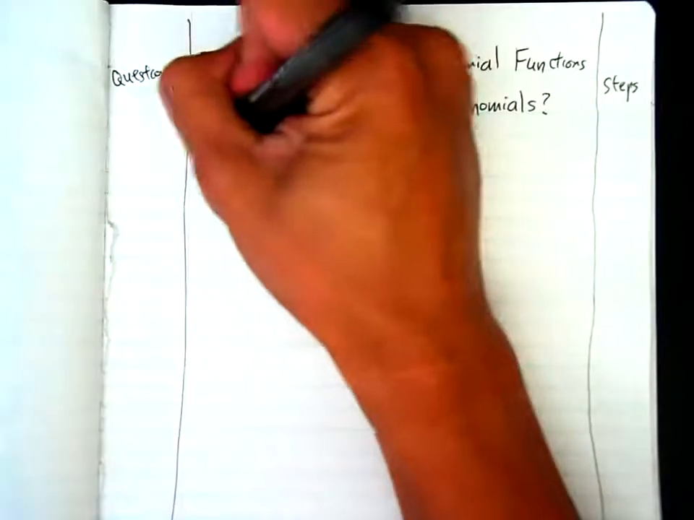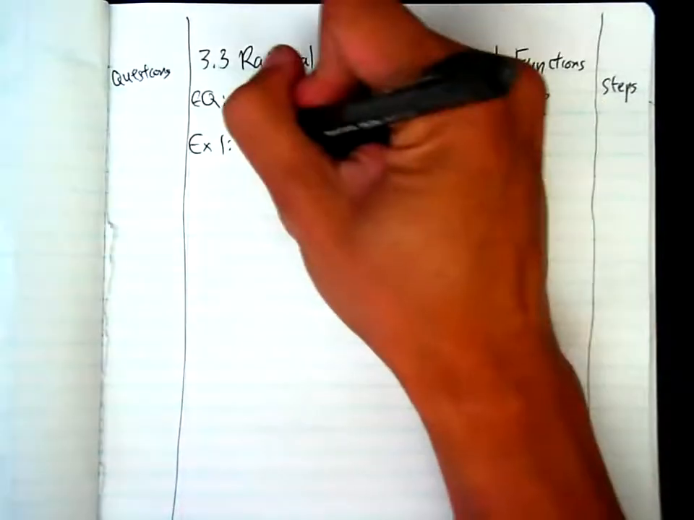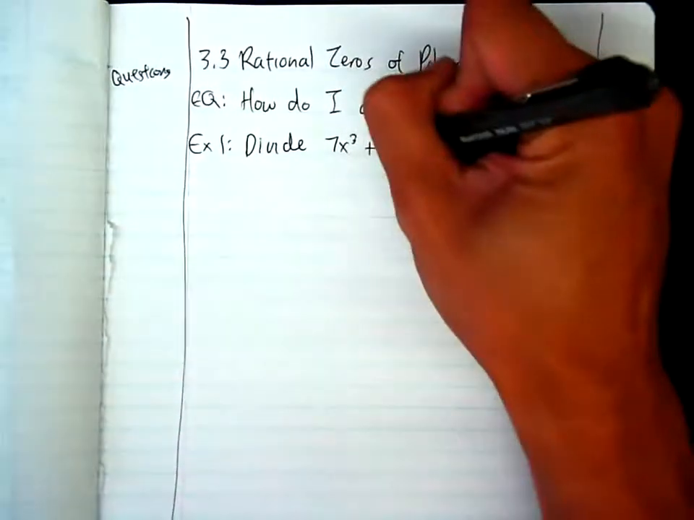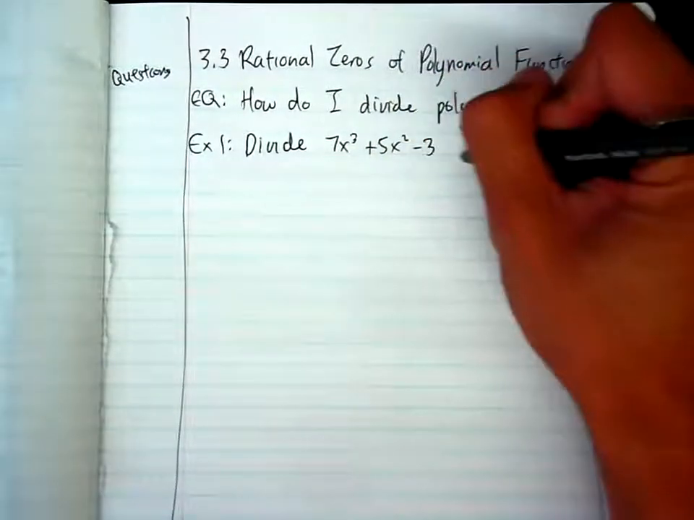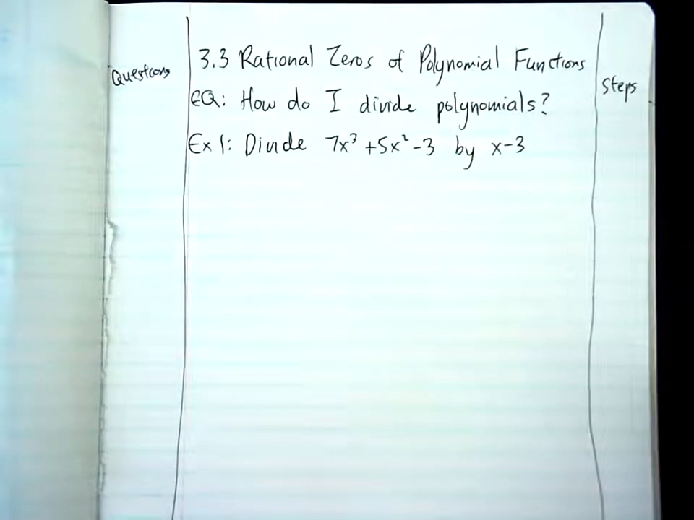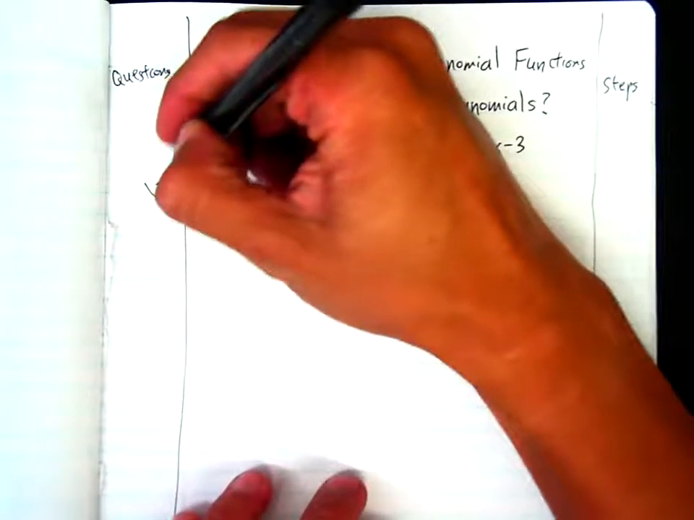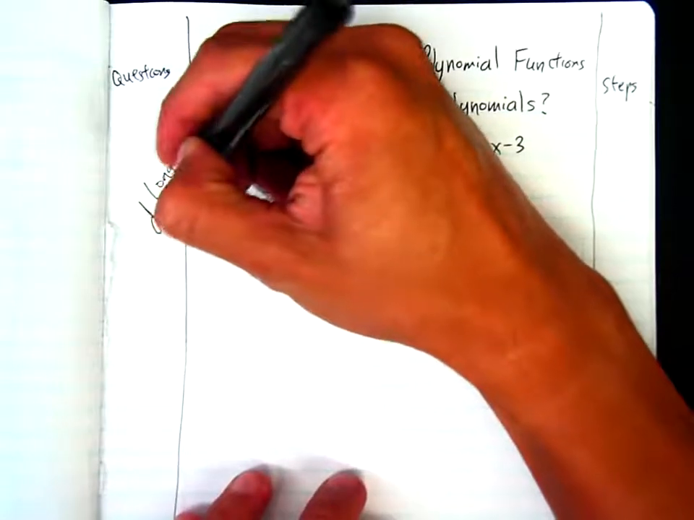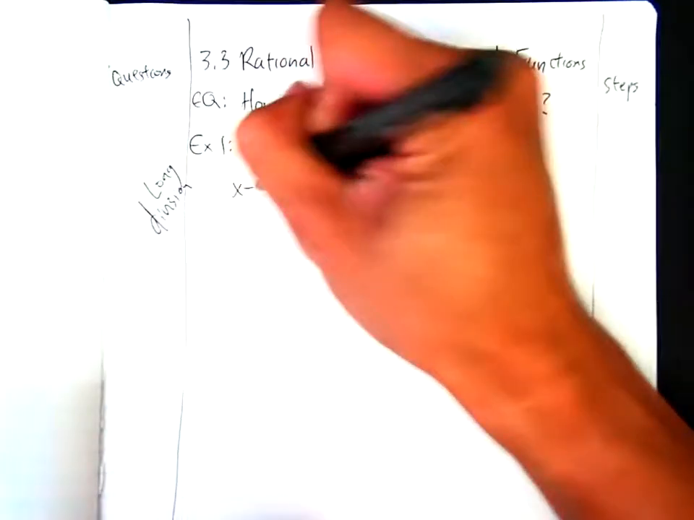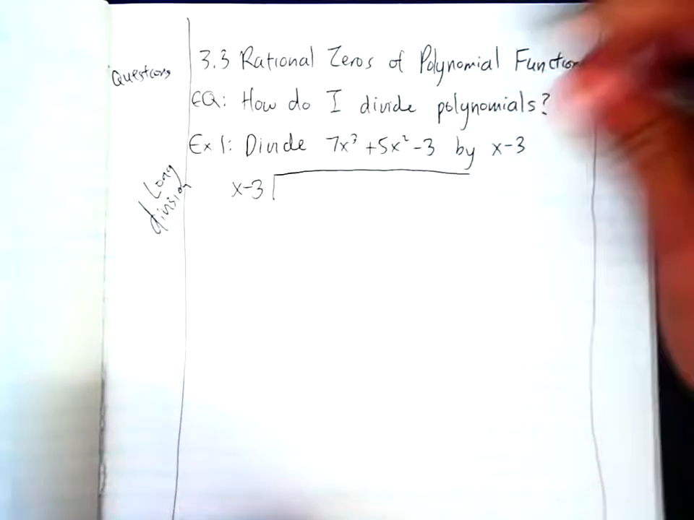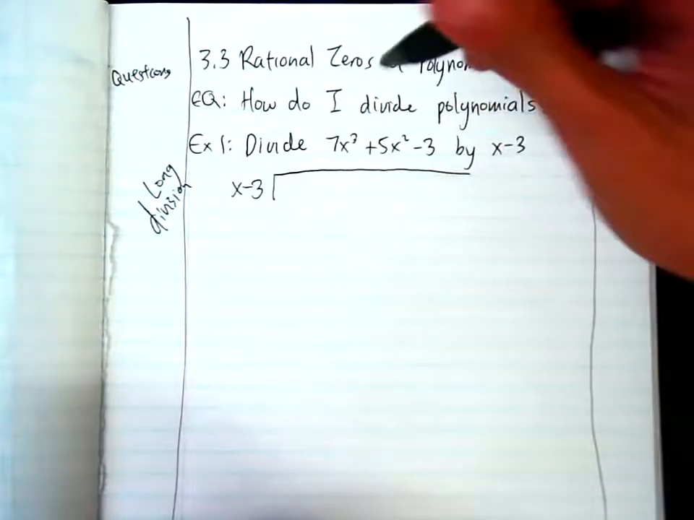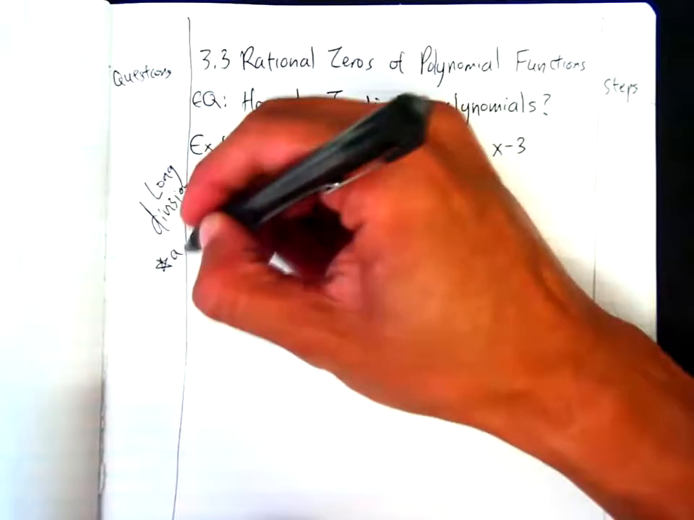All right, so example 1 is divide 7x cubed plus 5x squared minus 3 by x minus 3. Okay, so the first way I'm going to show you is called long division. And I'm literally just going to long divide. So I'm going to put x minus 3 on the outside of the division bar. And in here I have to put what I'm dividing by. The only thing we have to add is you have to add a missing degree.